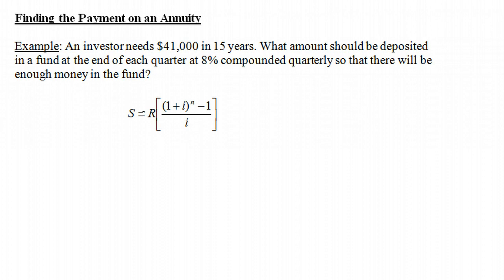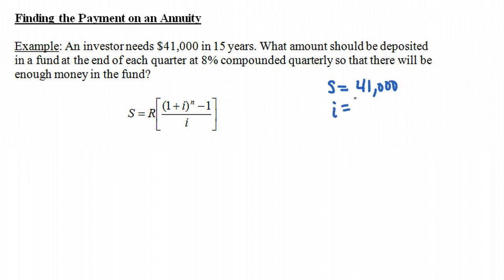So what we're really trying to find is this R. Previously we've been given R, I and N, and we've tried to find S. Now we are given S, I and N, and we're trying to find R. The question is, what is R? Now S, the future amount, we know what that's going to be. We want to have $41,000.